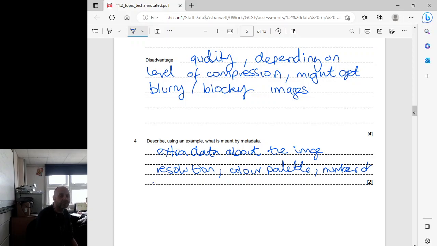Number of colours. You could have location taken if it was with a camera phone. It had GPS. Location, date and time. Date and time are solid, that you could do for any type of file.